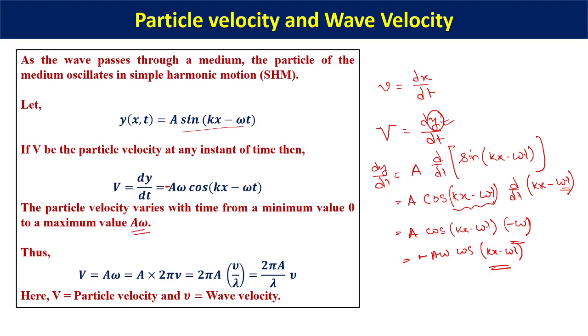If you consider the maximum value a omega, then V is equal to a omega, or in terms of frequency, V is a into 2 pi nu, the frequency of the wave. Then 2 pi a, I have clubbed these terms together, and nu I have written as v by lambda. So it becomes 2 pi a by lambda into v. This is the relation between the wave velocity v and the particle velocity capital V. That is a new relationship we have got.